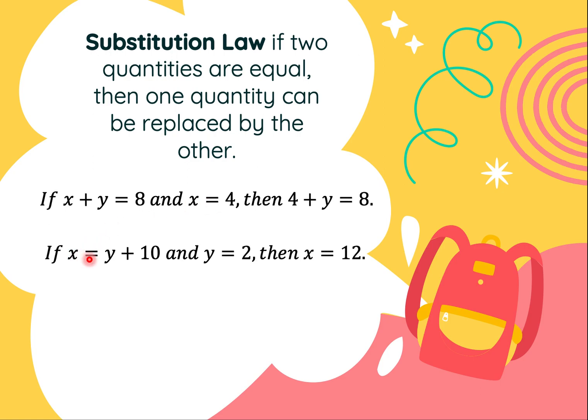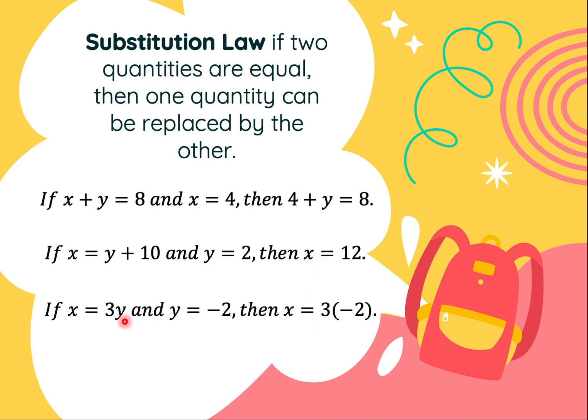Next, if x is equal to y plus 10 and y is equal to 2, then x is equal to 12. So here, I substitute y. The value of y is 2, so I substitute it into the given equation. This y will be 2. So 2 plus 10, that's why on the right side of the equation, we have 12. We just simply substitute. So that is substitution law.